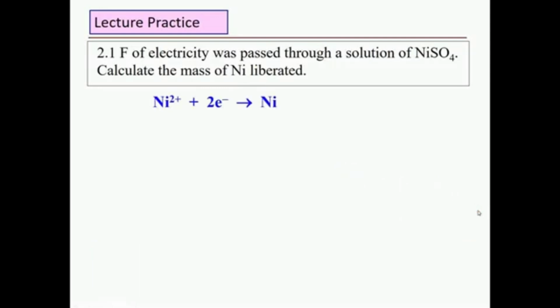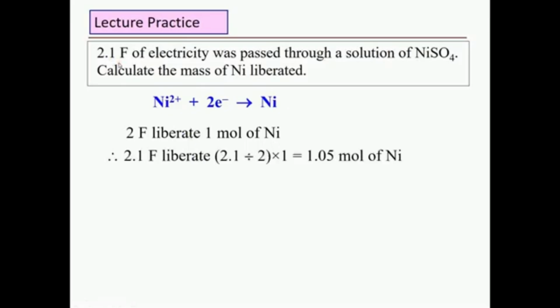From the question itself, you are asked to calculate the mass of nickel liberated from the electrolysis of nickel sulfate. Hence, the equation here would therefore be nickel-2 plus 2 electrons to give nickel. From the equation, 2 Faraday is required to liberate 1 mole of nickel. So for the 2.1 Faraday of electricity that's passed through, the amount of nickel liberated would therefore be 2.1 divided by 2 times the 1, which gives 1.05 mole of nickel.